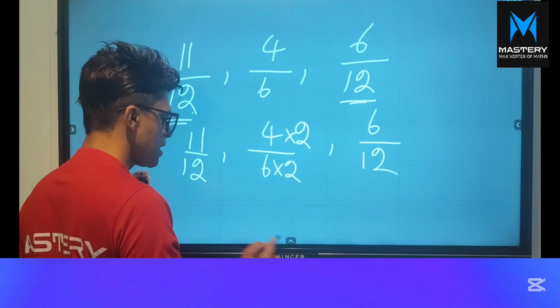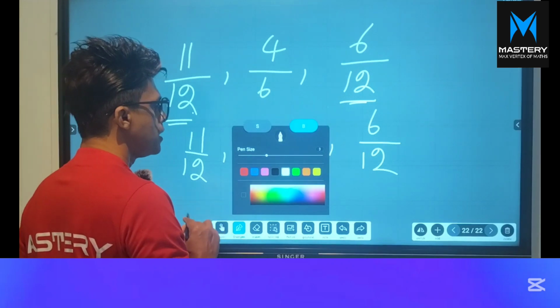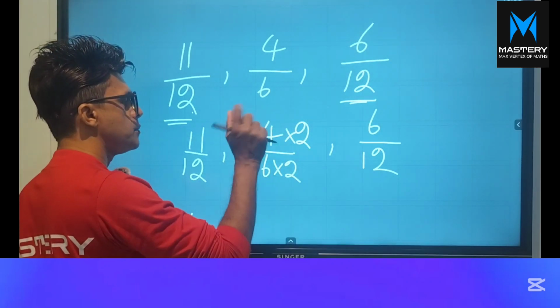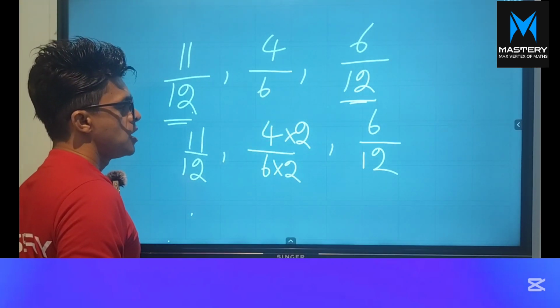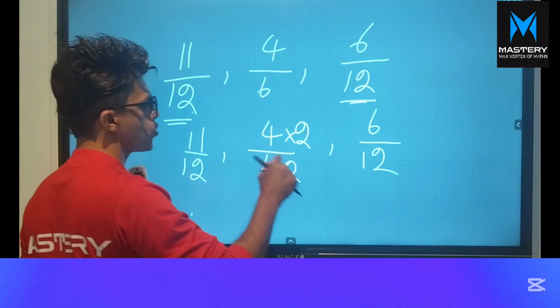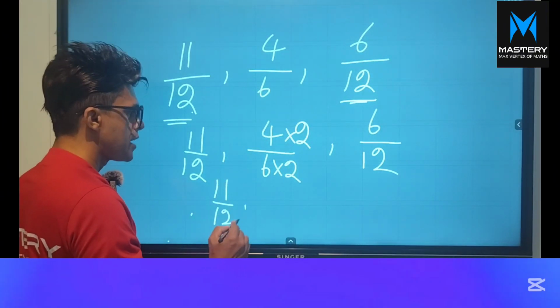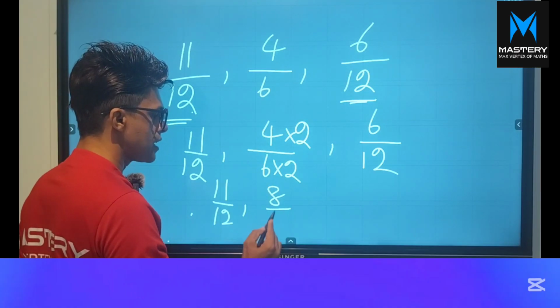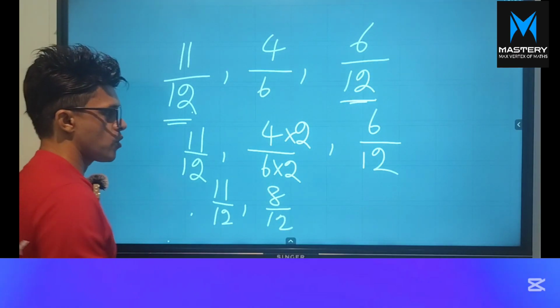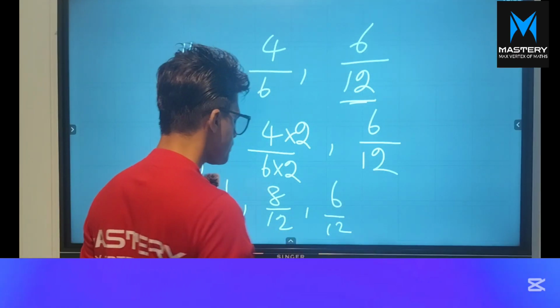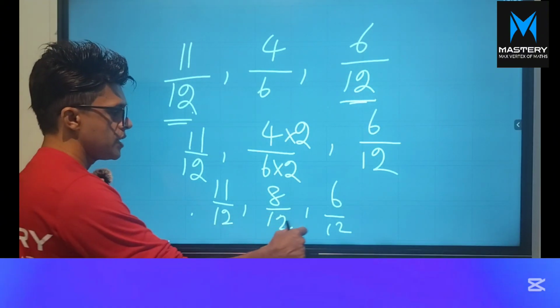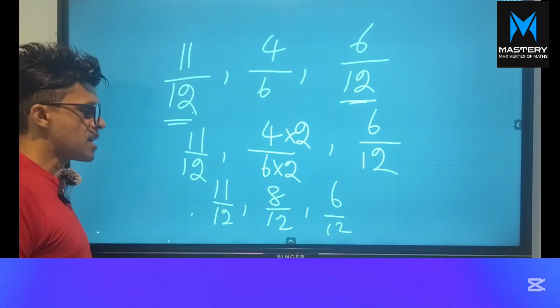Right now you could see this knowledge you gained in the previous segment on equivalent fractions, and you would multiply both sides by 2. Then 11 over 12, and also 4 times 2 is 8, 6 times 2 is 12, so 8 over 12. Right now the denominators are equal: 12, 12, 12.